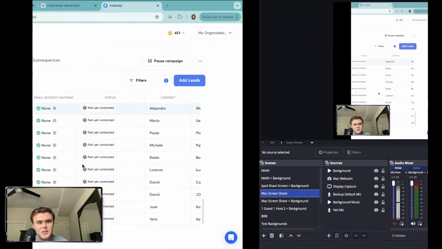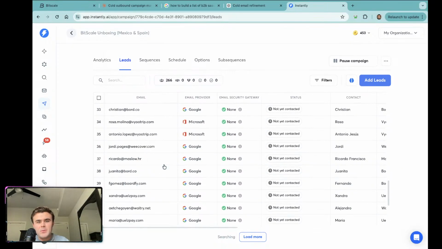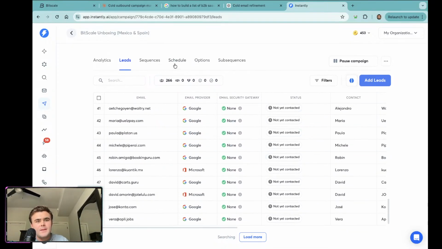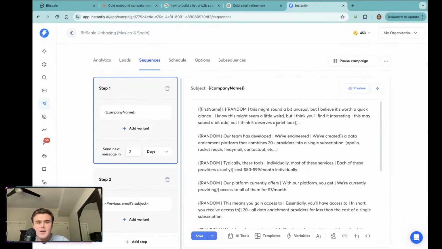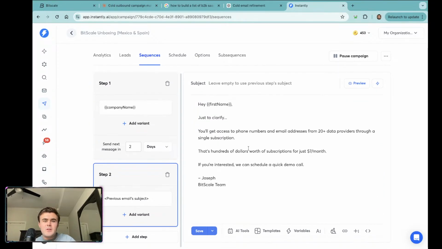I just realized I was not sharing my screen the whole time. Oops. But yeah, so here are all the people right here. Here's the sequences. As you can see, I did the spintax here. Usually I do AI, but because this is a generic campaign where I'm just trying to test the offer, I went with spintax just to improve deliverability. Here's a second email I'm sending 2 days later. I did not go with spintax here because it's just a really short, brief campaign we're doing.